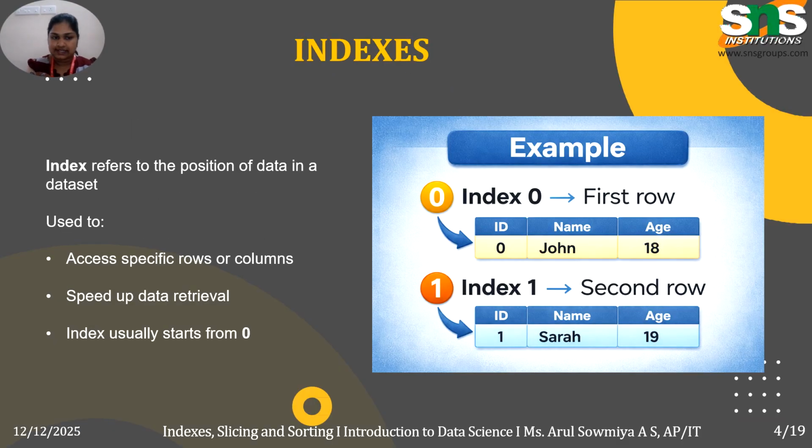The next one is indexes. So firstly, we are going to see the index part. Here index refers to the position of data in a data set, which is used to access specific rows or columns and speed up the data retrieval, and indexes usually start from 0. Here is an example. Index 0 is the first row, the first name is John and the age is 18. Index 1 is the second row, whose name is Sarah and age is 19. So here is an example of index 0 and index 1.